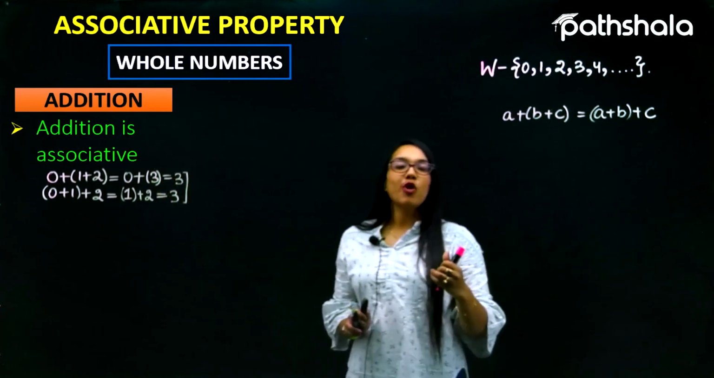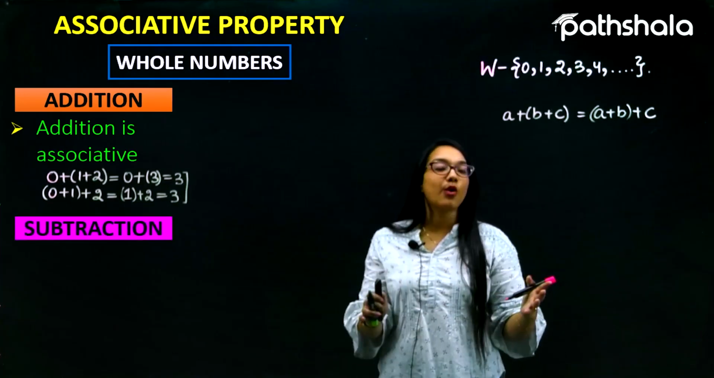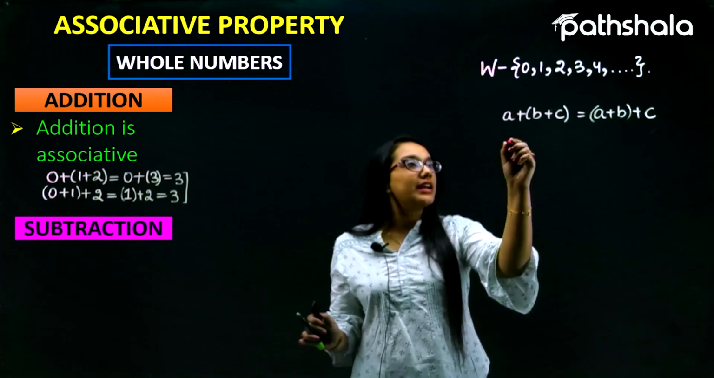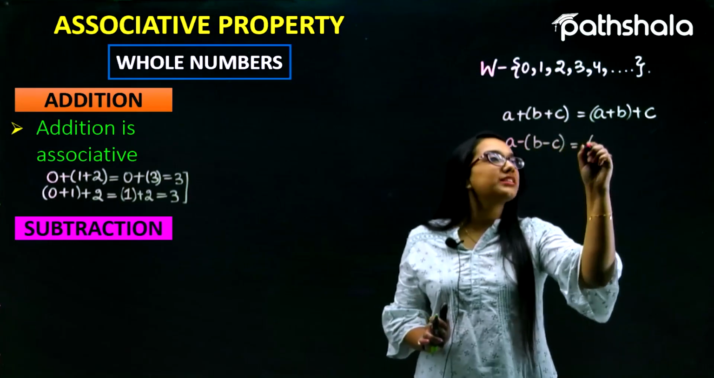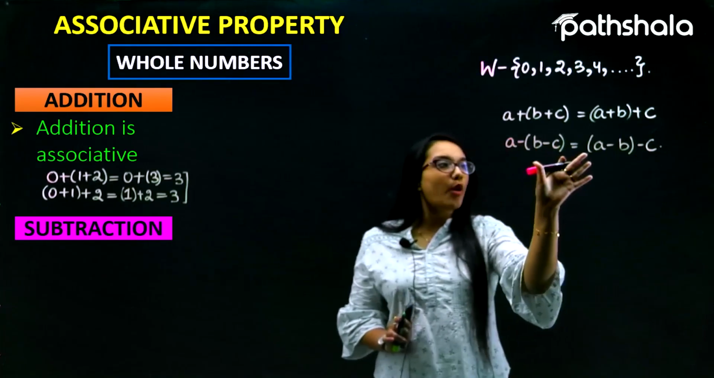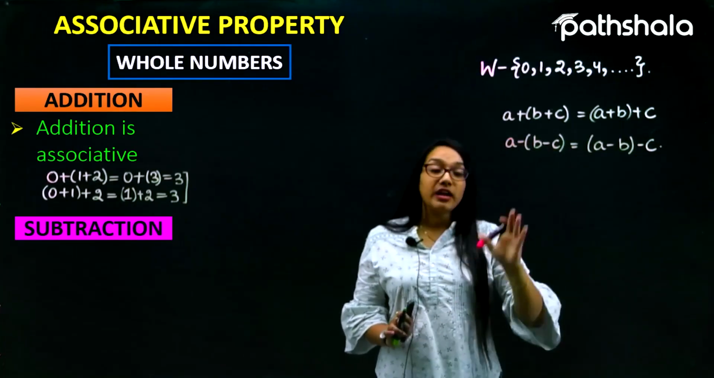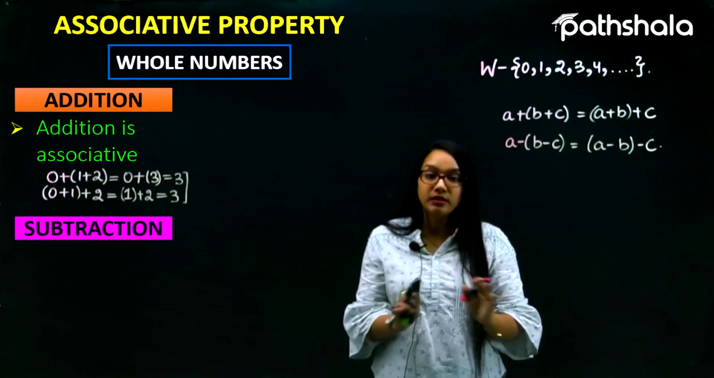So let's move on further towards subtraction. Let's take any three whole numbers again, and for the same case we have to check whether A minus (B minus C) is equal to (A minus B) minus C. If this property holds, it means that the whole numbers are associative. If not, then the associative property definitely does not hold.